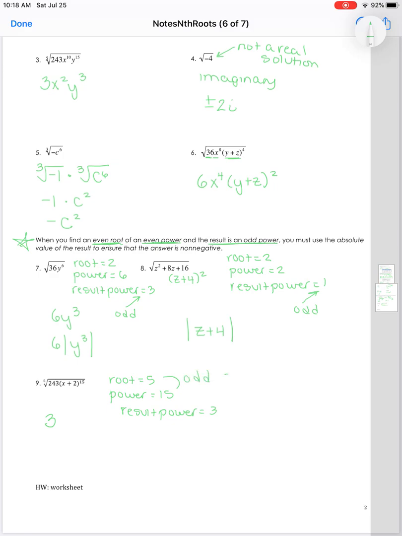With number 9 here, the 5th root of 243 we know is 3 from above. We have the root is 5. The power is 15. And then the resulting power would be 3. Now, keep in mind though, it says even root, even power.